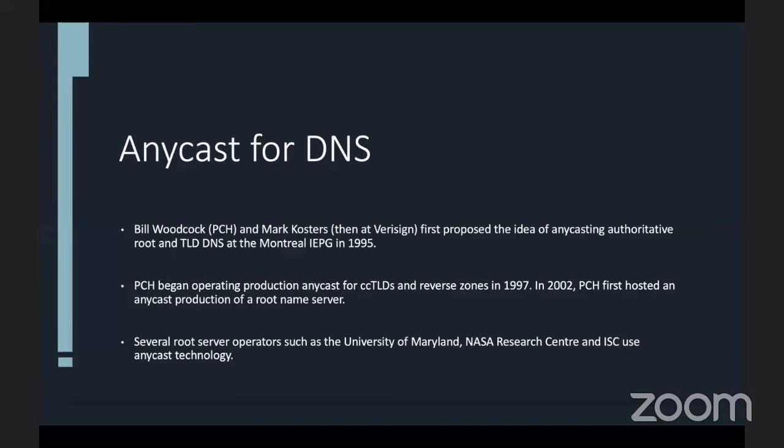For those who are not familiar with PCH, we are a non-profit that operates neutral infrastructure using Anycast technology, and we are globally distributed using this technology. We'll go a little deeper into that. There are several root server operators, like the University of Maryland, NASA Research Center, and ISC, that also use Anycast technology. I'd have to go into detail to check, but some of the root server operators operate only in unicast, so they only have one instance, but most of the other ones really do Anycast.